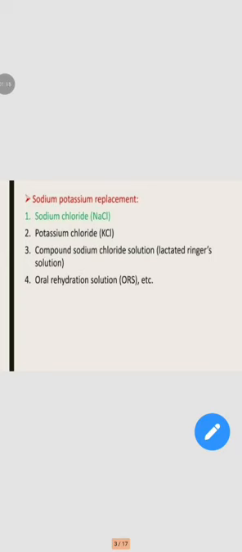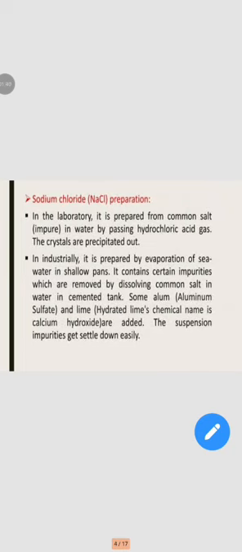First one, sodium potassium replacement. Sodium chloride, the formula of sodium chloride is NaCl, then potassium chloride KCl, compound sodium chloride solution, then oral rehydration solution ORS. So the sodium potassium replacements are used as sodium chloride, potassium chloride, compound sodium chloride solution and oral rehydration solution.